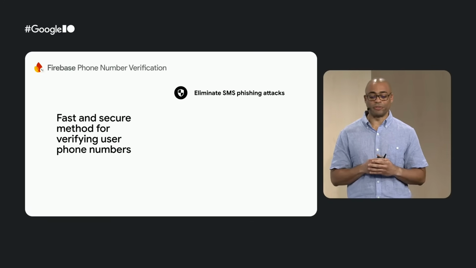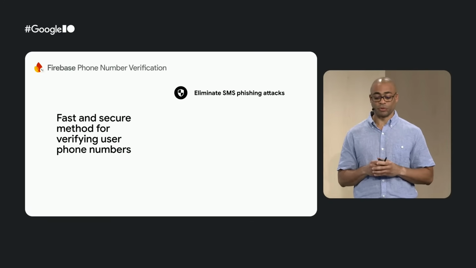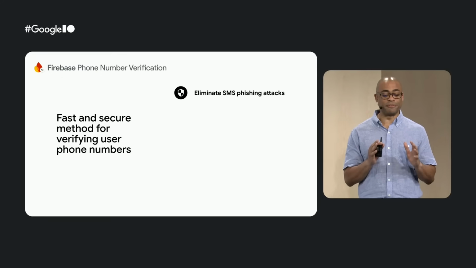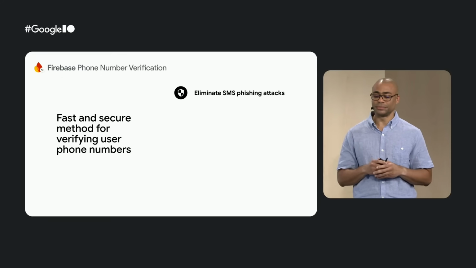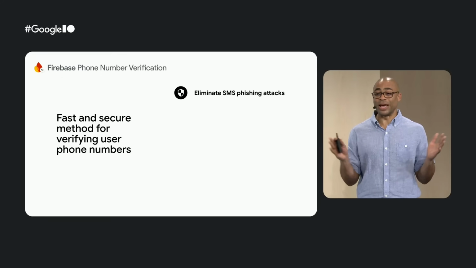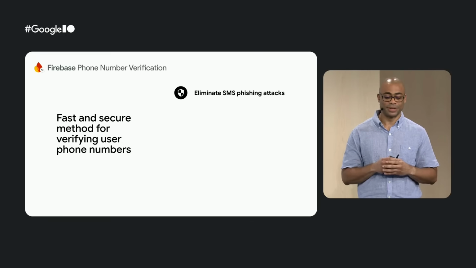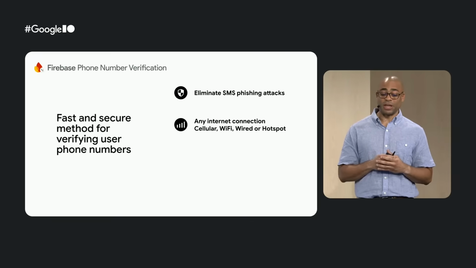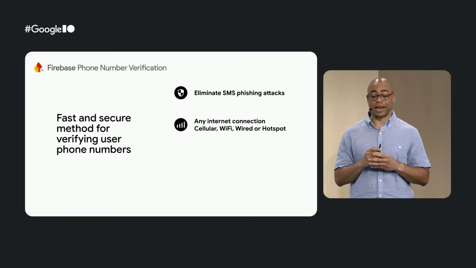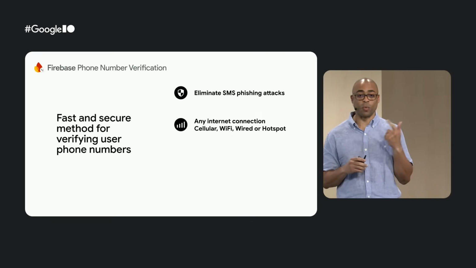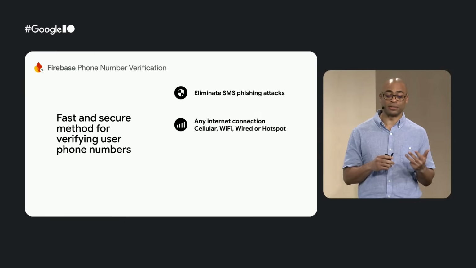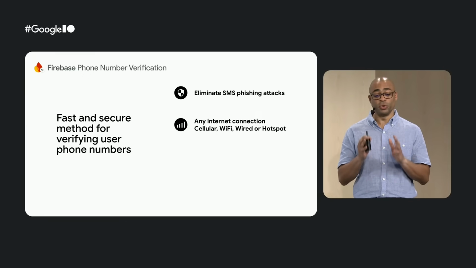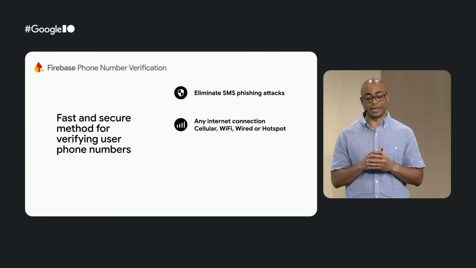Firebase phone number verification, or FPNV for short, provides several benefits over SMS alone, starting with the fact that no SMS messages are sent, which eliminates SMS phishing attacks. FPNV works over any internet connection. So whether it's cellular, Wi-Fi, wired, or a hotspot, this allows you to access all of your connected users.